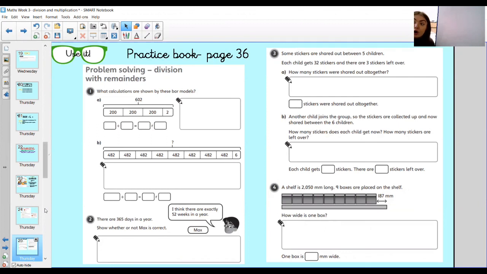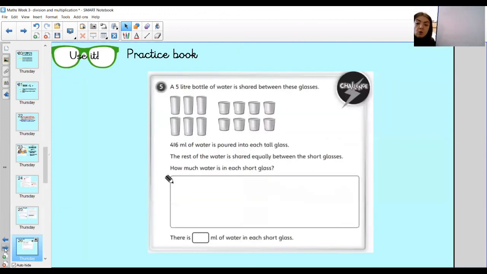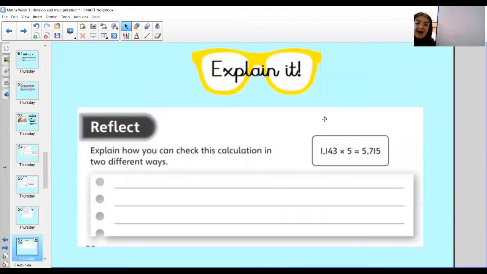If you do get stuck on one, make sure you practice that, because there's no point going through all of these questions if you're still not very confident at, say, the first question, okay? So this is where we need your independent learning. Once you've had a go at those, you have got the challenge as always. And then everybody for me is having a go at that little explain it, reflect at the end, okay?